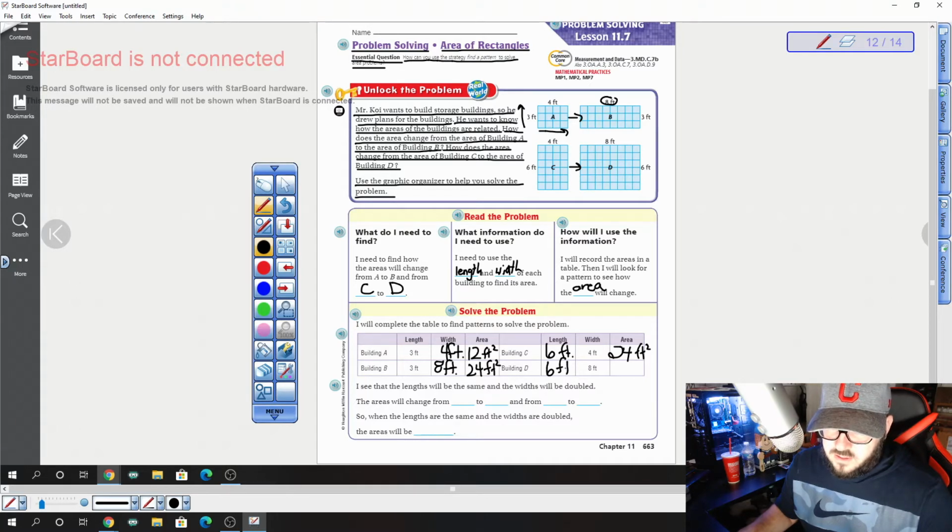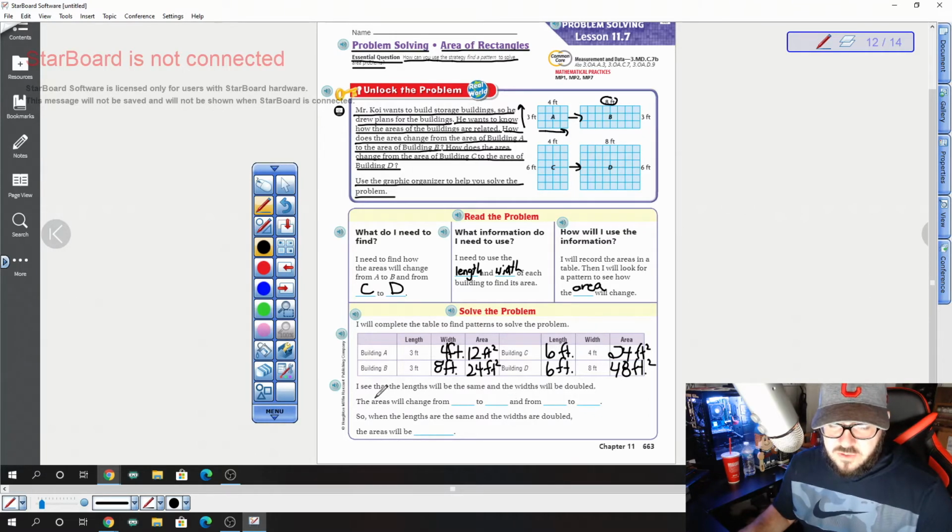So you'll notice that in building A and building B, the length is the same, and in building C and building D, the length is the same, but what is changing is the width. 6 times 8 is 48. Okay? We see that the lengths will be the same and the widths will be doubled. So the width is doubled. 4 to 8, 4 times 2 is 8, and 4 to 8 as well here. Okay? So they're doubling for building A to building B and building C to building D.